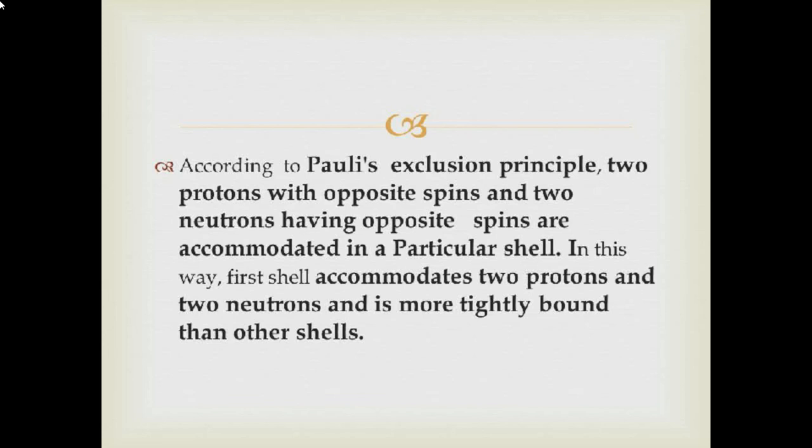Remember, according to Pauli's exclusion principle, the possibility of 0 or 1 is there. In a similar manner, if we are talking about protons and neutrons, then two protons with opposite spin and two neutrons with opposite spin, very important, opposite spin is very important, can be accommodated in a particular shell. So the first shell accommodates two protons and two neutrons and is more tightly bound than other shells.